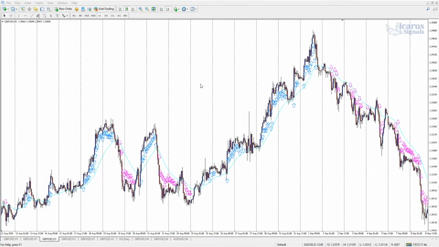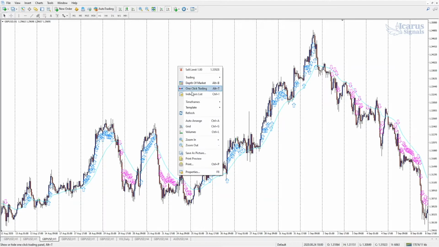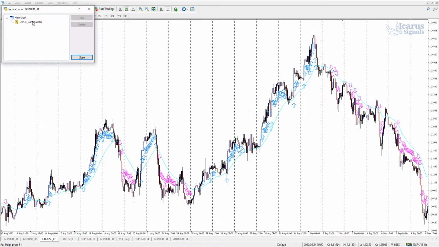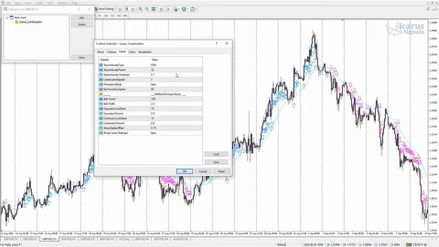So working our way through, we're going to open up the control panel, and we'll have a look at each of the different settings. Again, we're going to assume that viewers haven't seen some of the other videos which outline the different inputs, and we'll go through each step, regardless of sometimes the indicators being related or connected to each other in their operation.